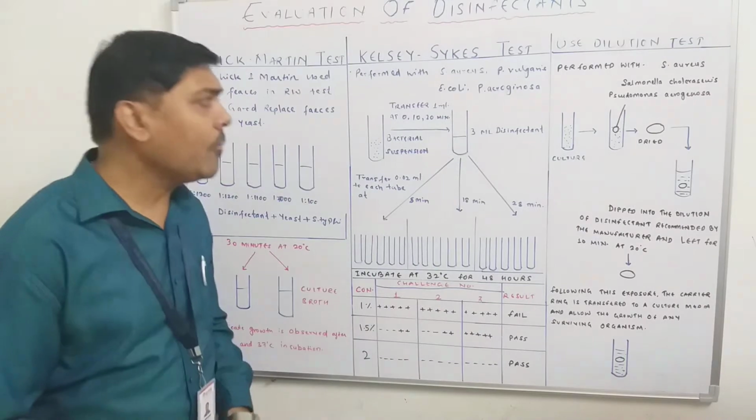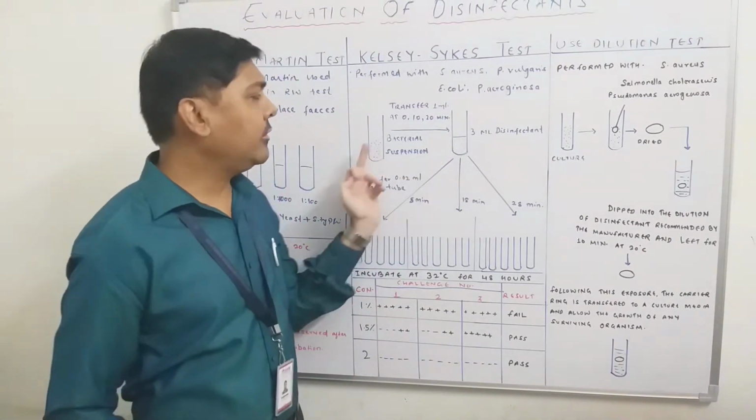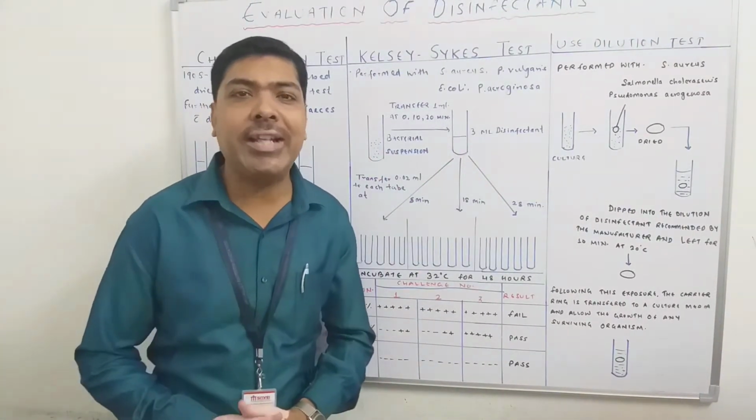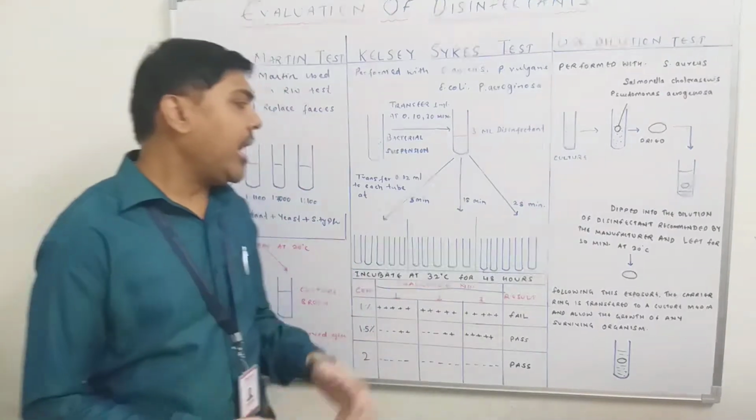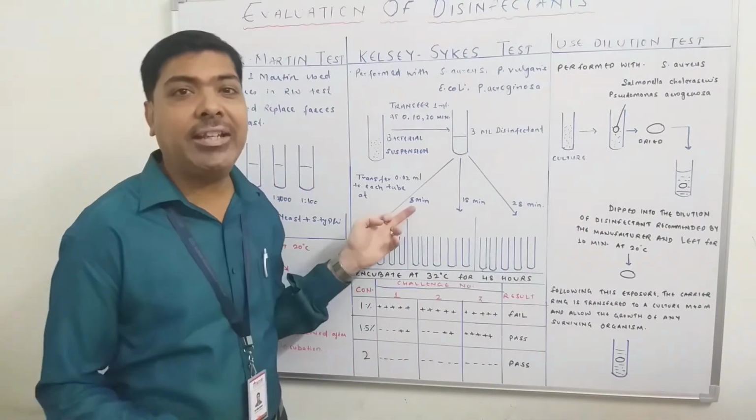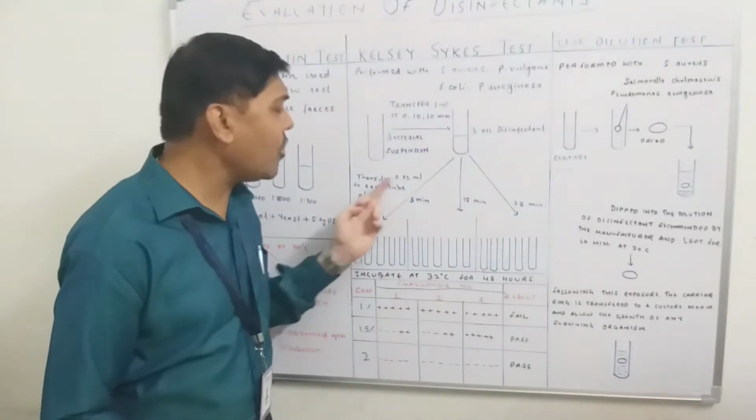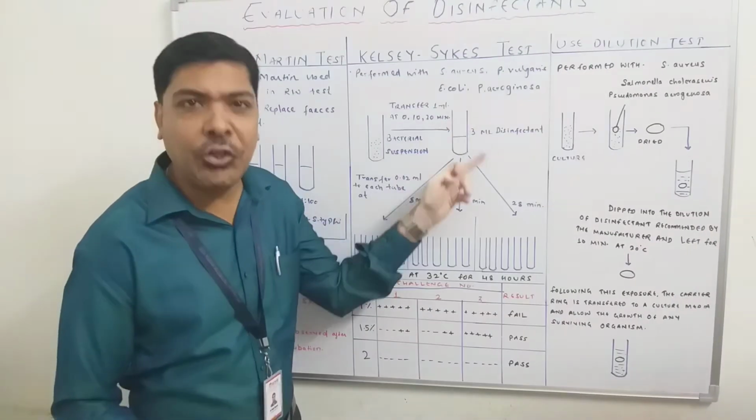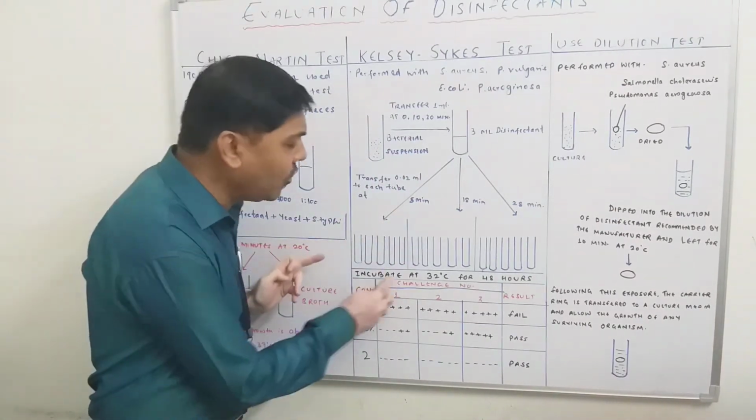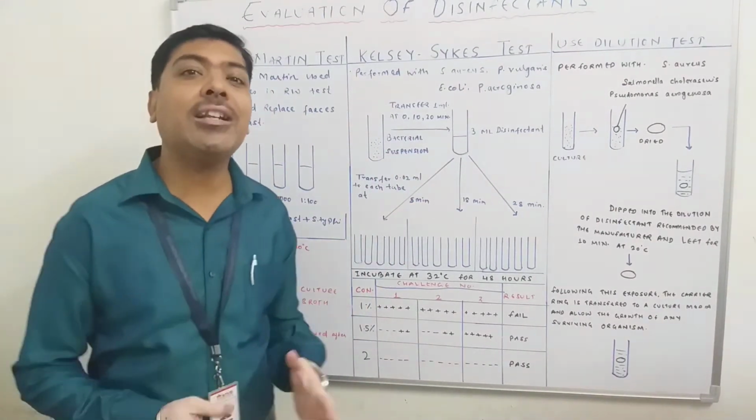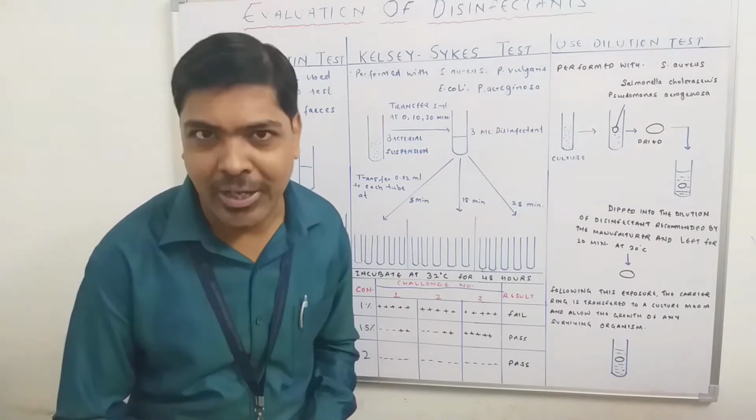Then what do we have to do? Now, when the bacterial suspension is added into the test disinfectant, then at the 8th minute, what do we have to do? Withdraw 0.2 ml from the tube and inoculate it into 5 different test tubes that contain the growth media.